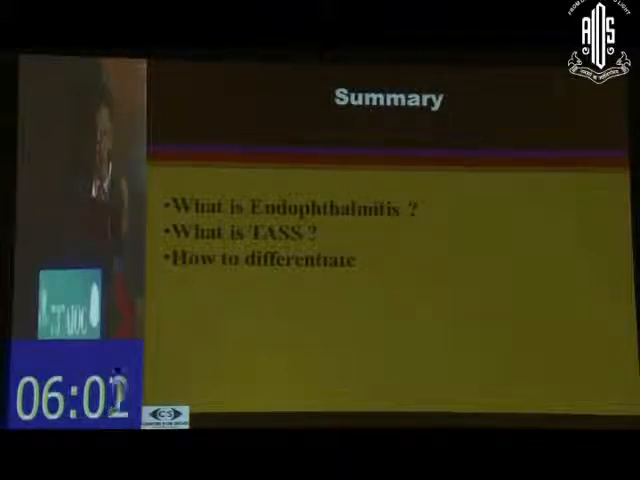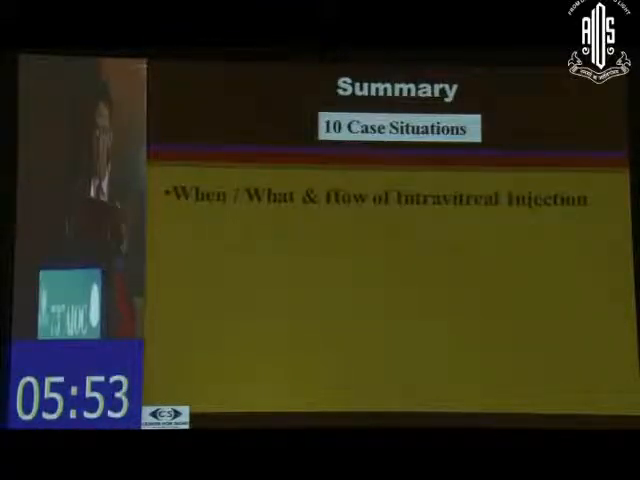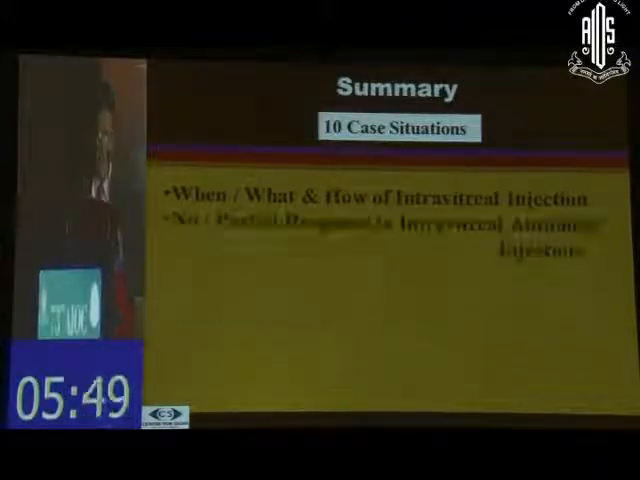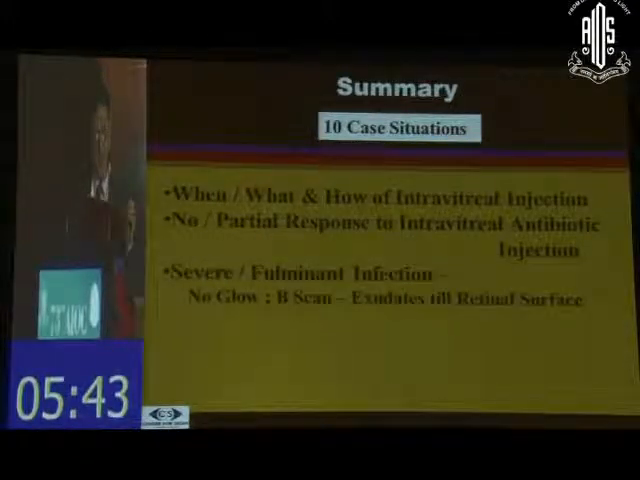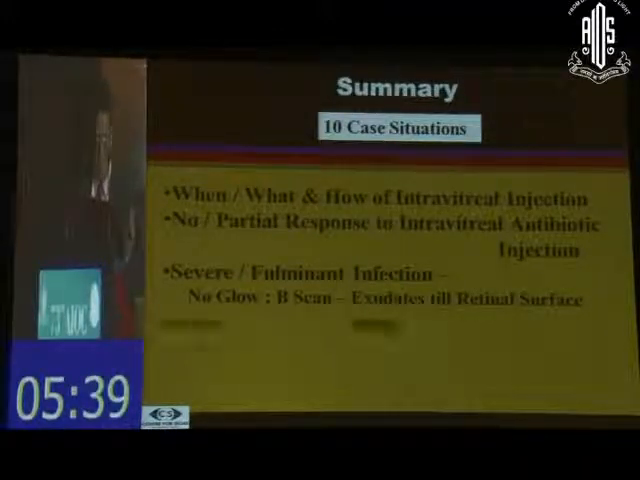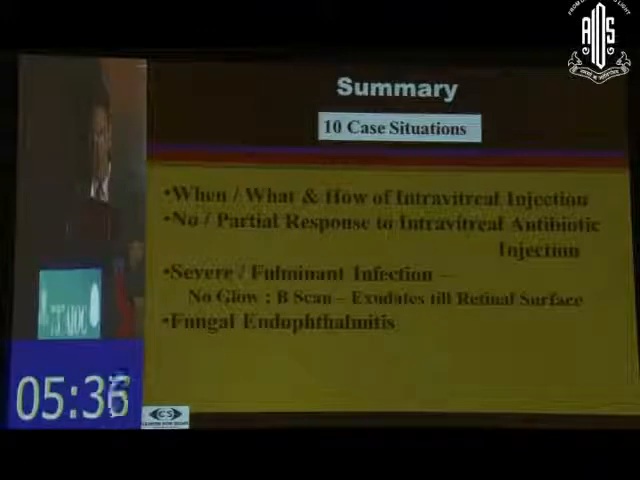So to summarize, what I have tried to discuss is how to differentiate between infection versus non-infection. Then with the help of some case scenarios, when and how of intravitreal injection should be done, and what if no response or partial response occurs after injection. And then in a patient who has severe infection, vitrectomy should be undertaken very early. In a patient with fungal endophthalmitis also, vitrectomy should be done pretty early.